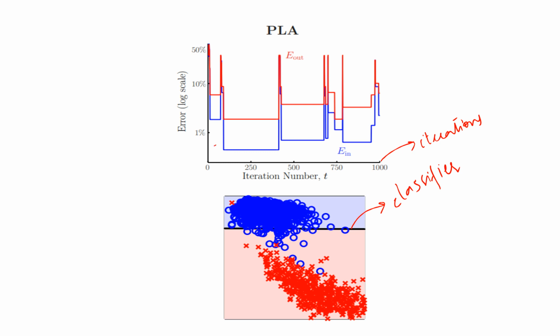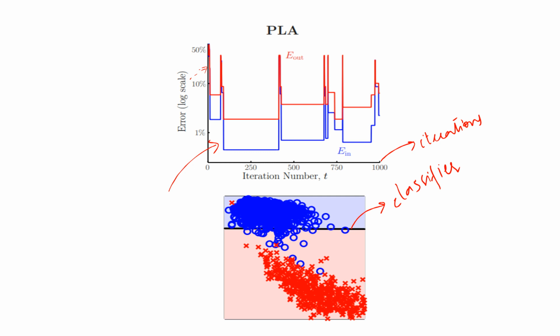Now, there are these blue curves and these red curves. So what are these blue curves? Blue curves are nothing but E in, my in-sample error that you observe. Now, because the data is not linearly separable, we see erratic behavior. As you can see, it goes up and down, and we're simply iterating, getting my E in and plotting it. That's all I'm doing.